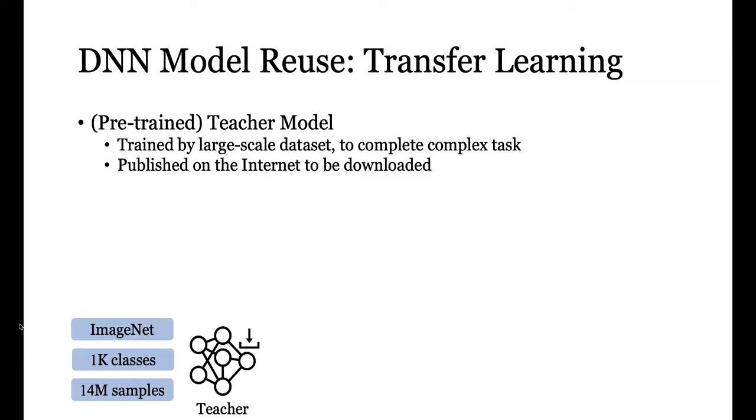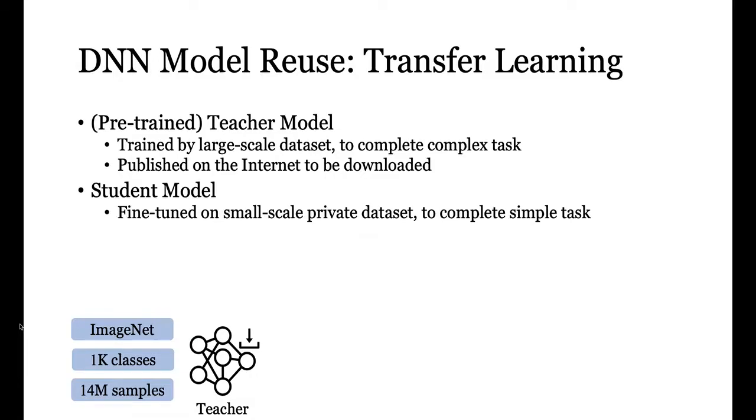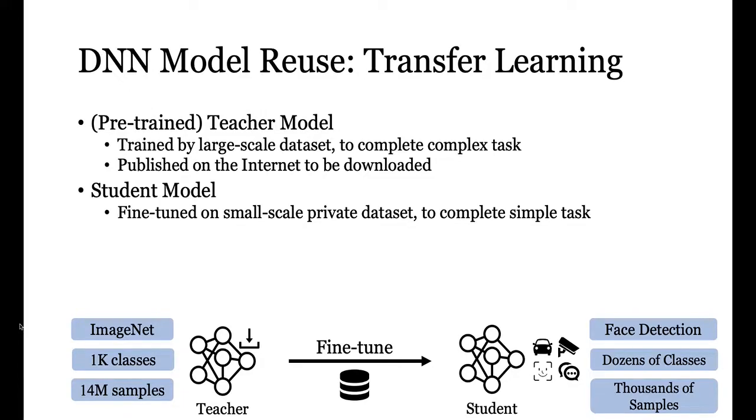In the aforementioned pipeline, the general DNN is often called the teacher model. The teacher is trained on a large-scale dataset to complete complex tasks. For example, a teacher model can be trained on ImageNet with 1,000 classes and 14 million samples. The specialized model is called the student model. The student is fine-tuned on a small-scale dataset to complete simple tasks.